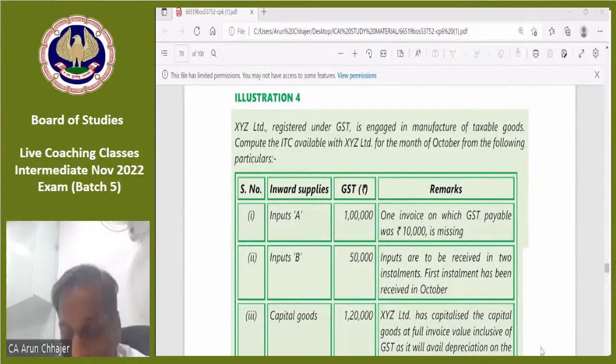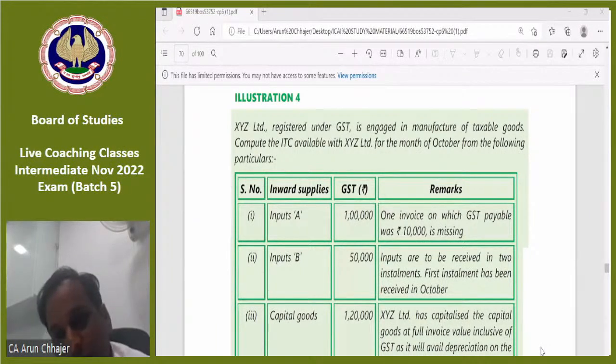So you, for the earlier question, ITC up to 90,000 because the 10,000 invoice is missing. Absolutely correct. What reasoning will you write? What reasoning will you give?